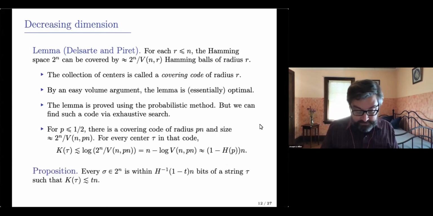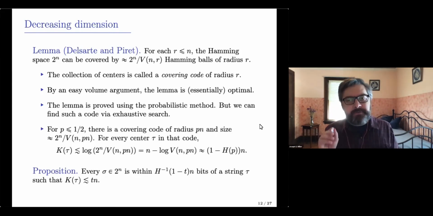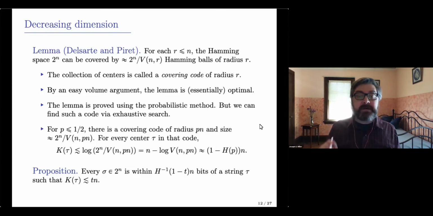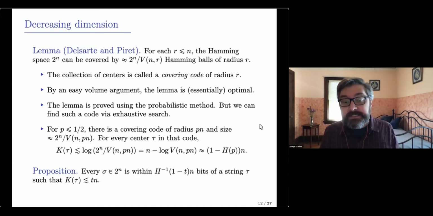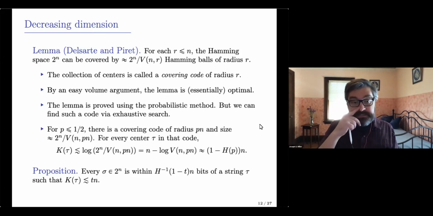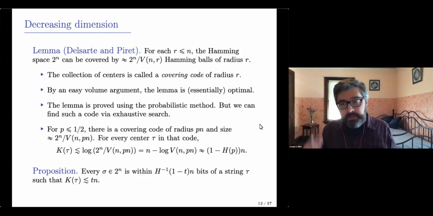So what are we saying? We're saying that every sigma is within, okay, now I flipped things around a little bit here, but it really does follow from what I just said. Every sigma is within H inverse of (1 minus t) times n bits of a string tau that has complexity roughly t times n. Well, less than or equal to t times n. Could be much lower, but not much higher than t times n.